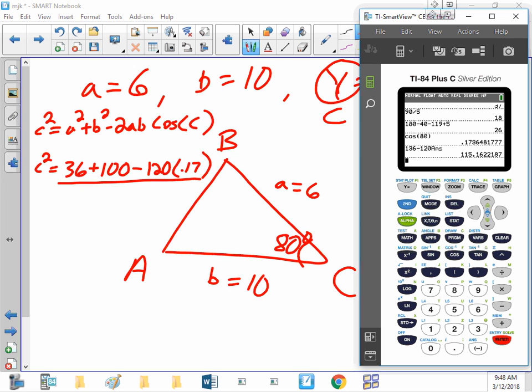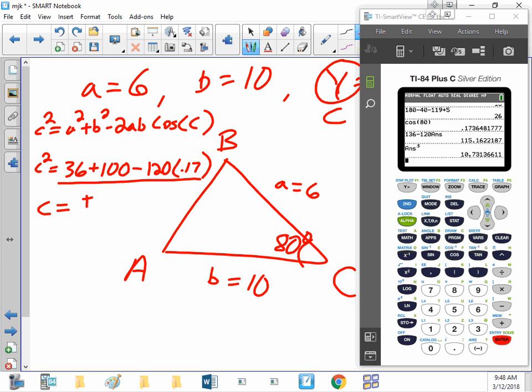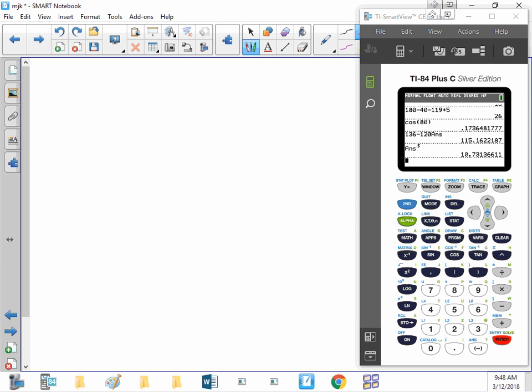What do I do with that? Square root. Do I need plus or minus? Is the answer plus or minus 10.7? No, because the negative doesn't make any sense. So side C is 10.7. Okay? Do you need to see another side angle side? Those are pretty easy, right? Okay. Do you see a side problem in there?